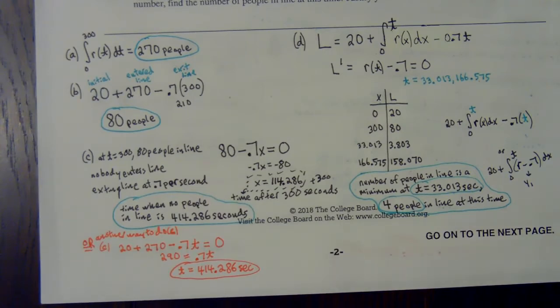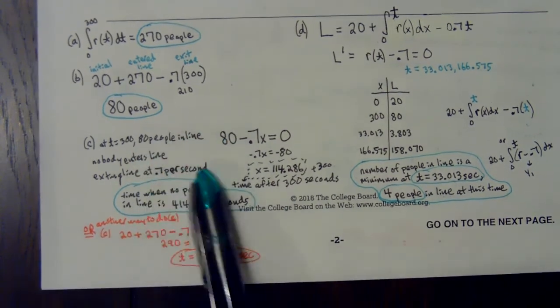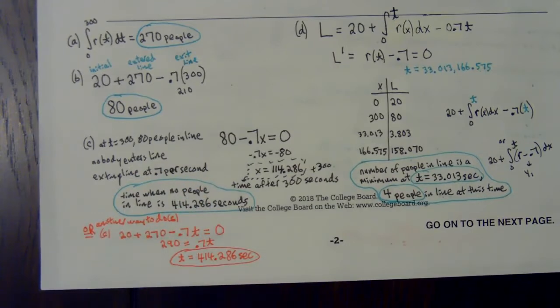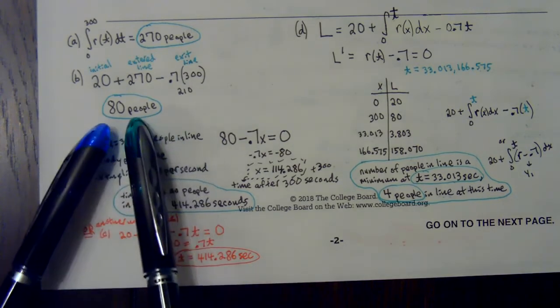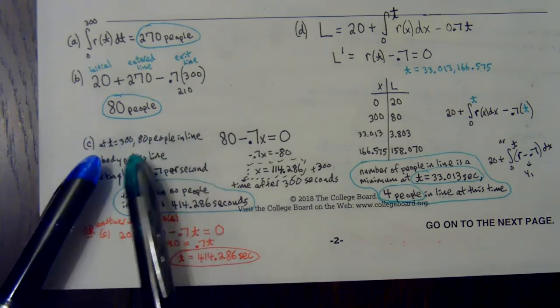Letter C says, what is the first time that there are no people in the line for the escalator? Now, you could do this one of two ways. This black stuff is what went through my mind first. And then I thought about this red stuff just as an alternate way there. So it depends on how your brain works. But I thought to myself, at T equals 300, we calculated 80 people were in the line.